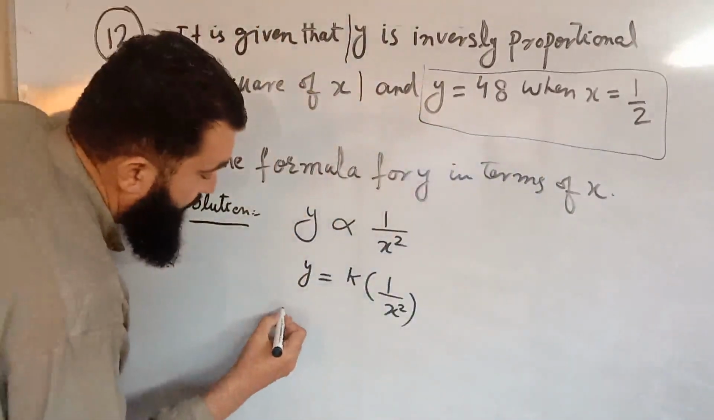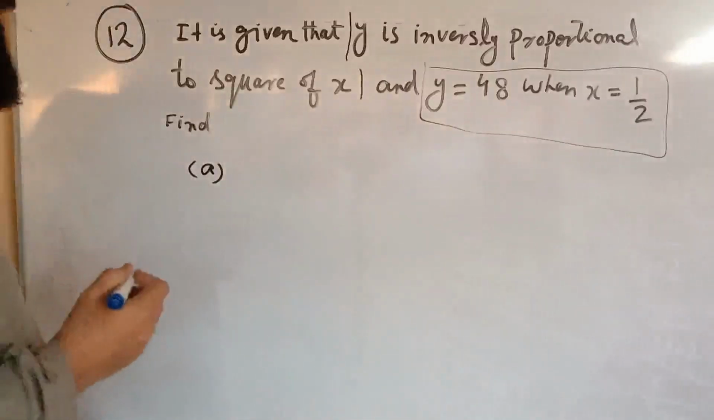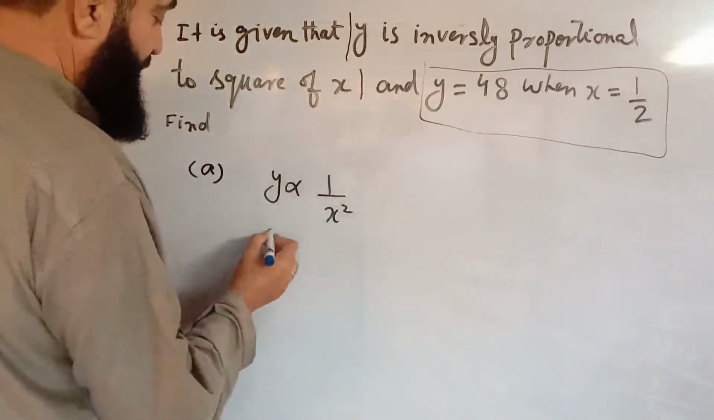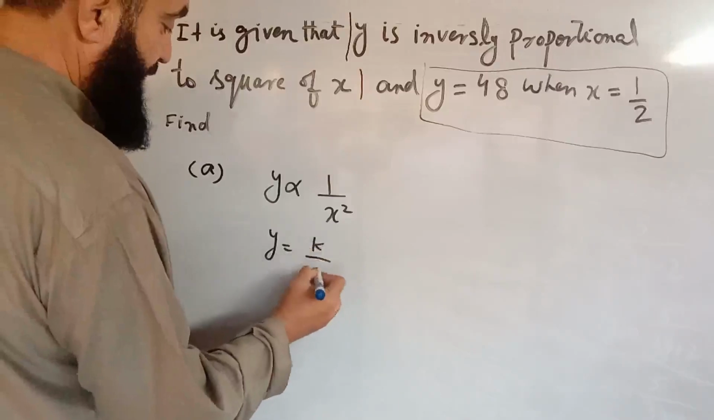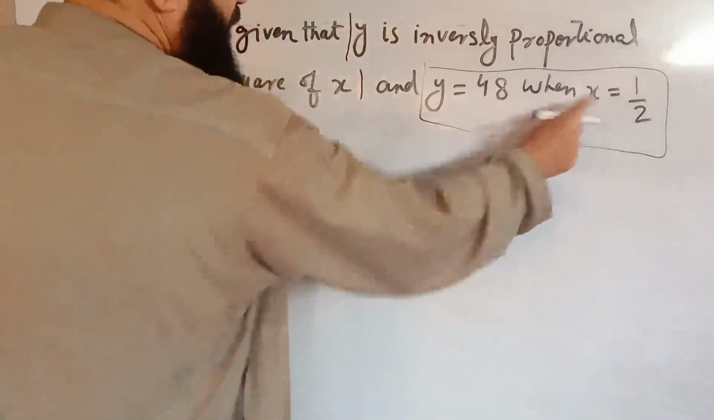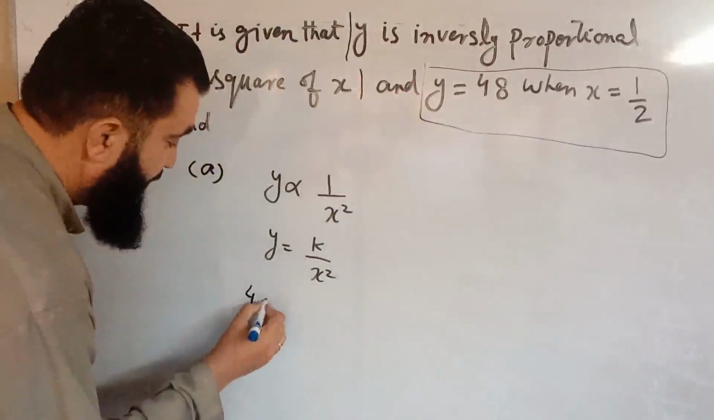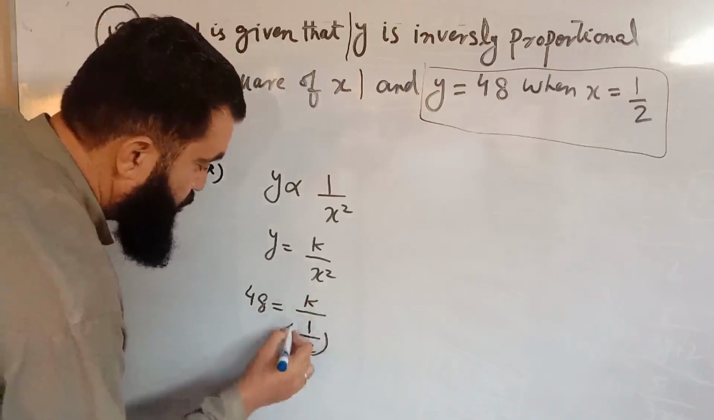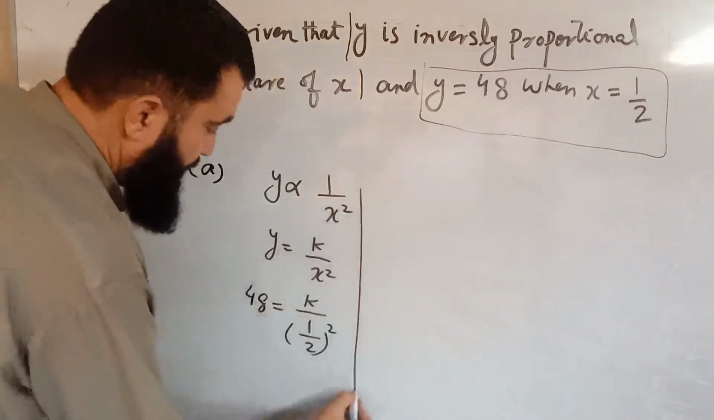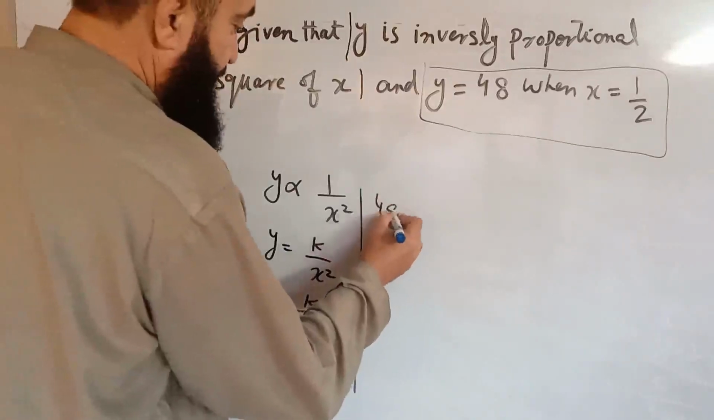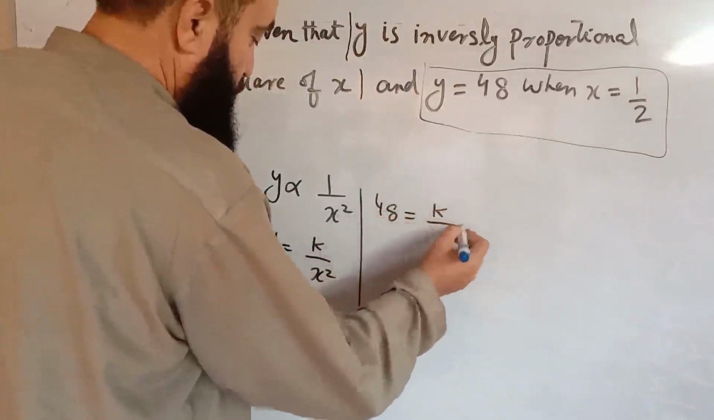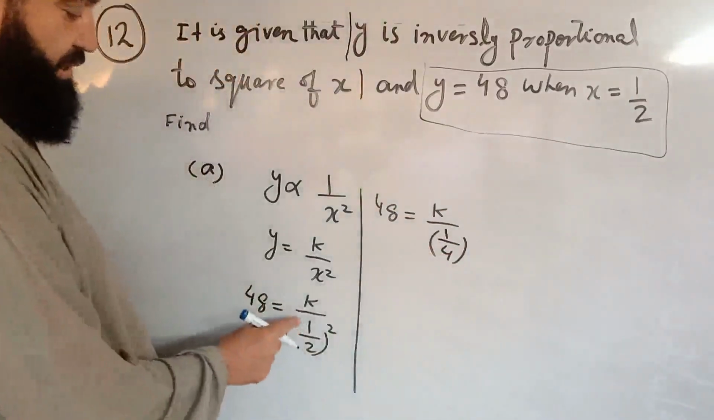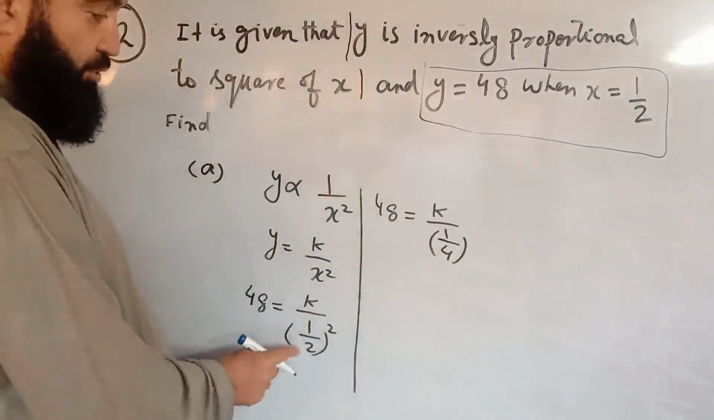So we get y in terms of x. We have y is inversely proportional to 1 over x square. So this will be y is equal to k over x square. We will put x equal to 1 over 2 and y is 48. So this will become 48 is equal to k over (1 over 2) square. Therefore, this will become 48 is equal to k into 4, because (1 over 2) square is 1 square over 2 square, 1 square is 1, 2 square is 4.